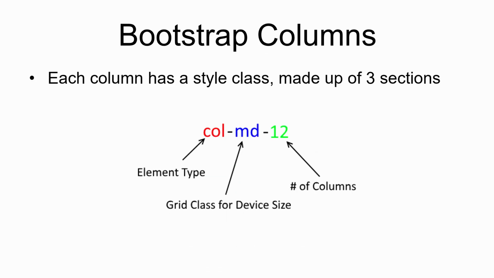And these style classes tell Bootstrap how to render that specific column. So the first is the column type. And for a column, that's always going to be COL. And then dash, and you have the grid class for the device size. So MD is an example here. And we're going to go over those in a later slide. And then lastly, the number of columns that you want to span. And we're going to go over that as well.